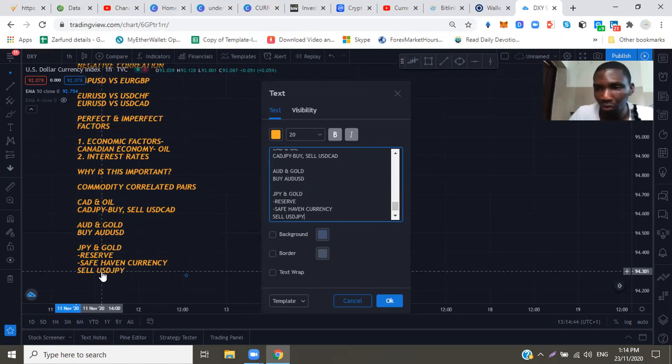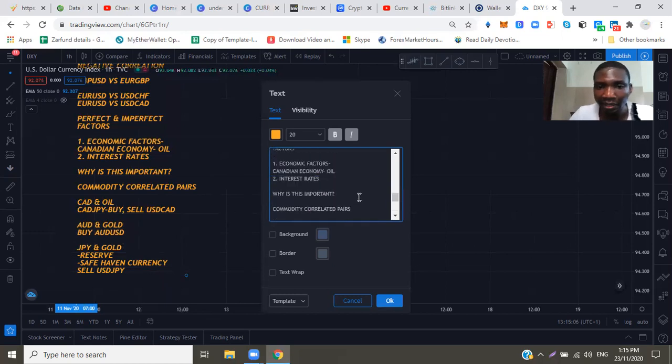When gold moves up, the dollar will come down. So if the dollar comes down, you want to sell the USD JPY. You want to sell the USD JPY when gold is going up. So this is how correlation works.